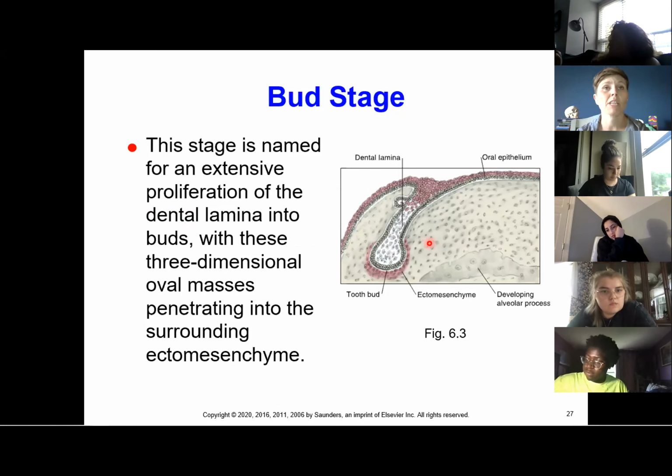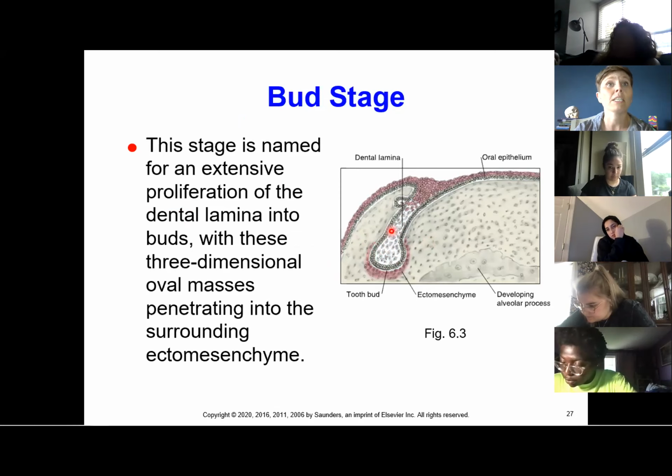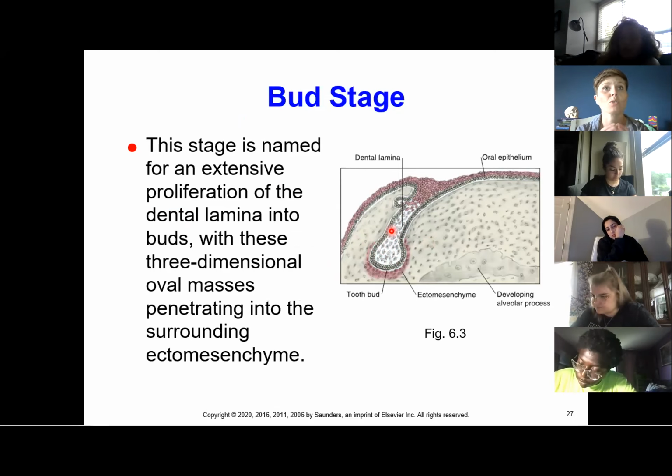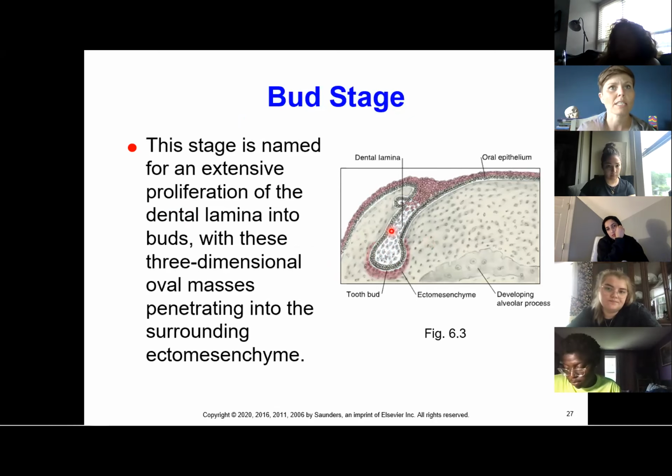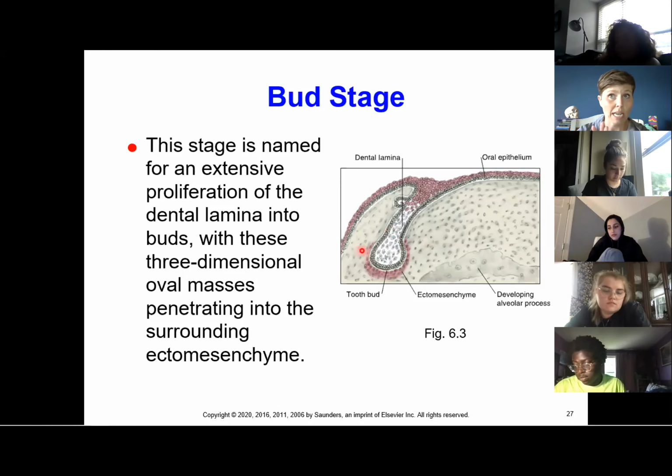It is named for the extensive proliferation of the dental lamina. So remember, here are these white cells of the dental lamina into buds. This is when you start to actually be able to see the development of a tooth going on, like a little sac. It's a 3-dimensional oval mass. If you were to take a CT scan, you would see the 3-dimensional oval mass that penetrates into the ectomesenchyme. Again, here's the ectomesenchyme.